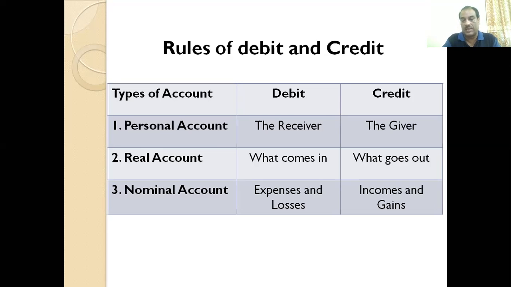Just listen, please. The nominal account is the account of expenses and loss or income and gain. So when there are expenses and loss in an organization, debit that account, and credit if there is income and gains.